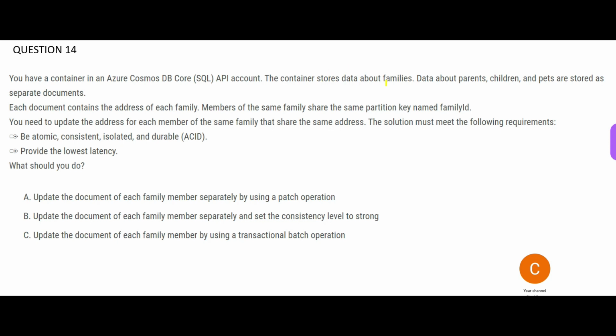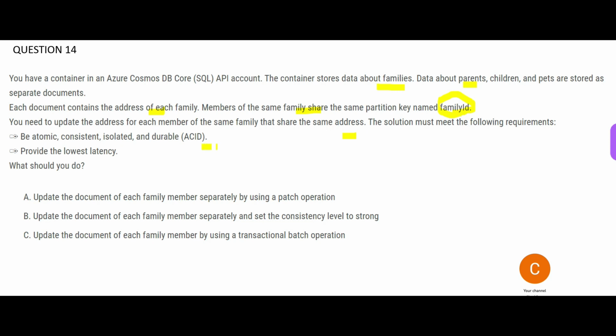You have a container, and the container is storing data about families like parents, children, pets in separate documents. If you are not from the NoSQL world or key value store world, remember that the data is stored in terms of documents. It may be JSON documents. Each document contains the address of each family. Members of the same family share the same partition key. Please note this: the partition key is on family ID. You want to make sure that if people are in a family, they should have the same address. And the solution should be ACID compliant.